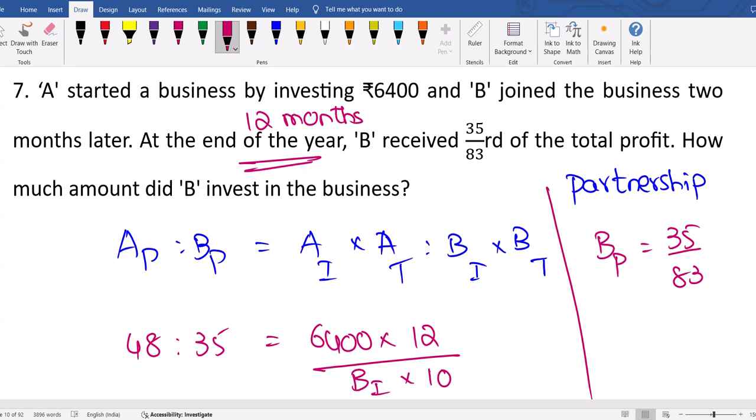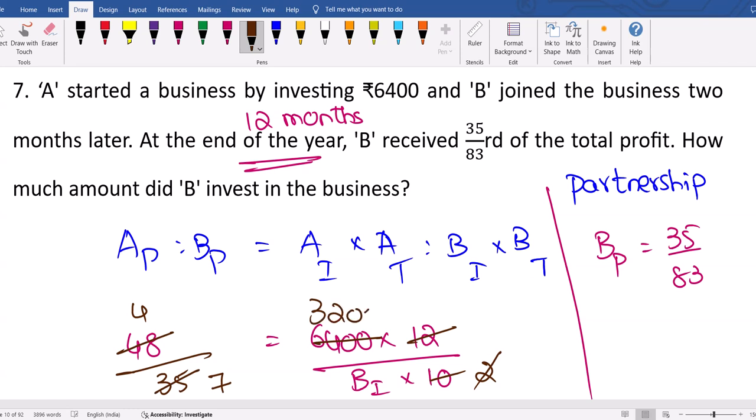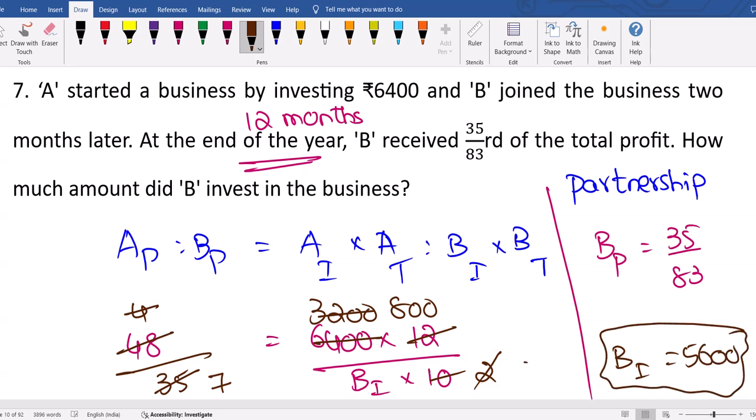Indirectly, they given the A profit and B profit ratio. In normal recruitment exams, they'll give this ratio directly, A profit, B profit 48 and 35. But here they given it indirectly. Now 12 4 times and here 5 twos and 5 7 times. So 2 ones to 3,200, here 8,800. So we got finally B investment is 800 into 7, 5,600 rupees. Solving that we'll get 5,600 is B investment.